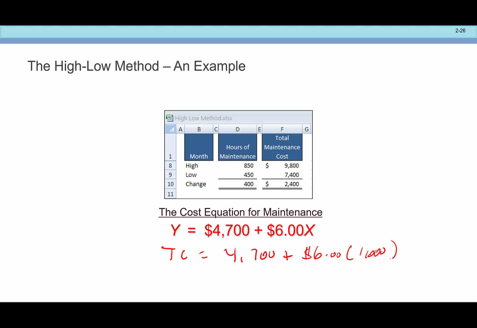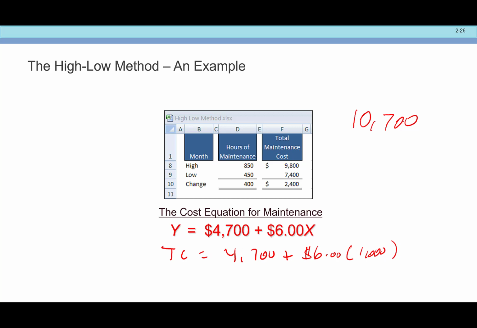And so that means my total overhead costs, if I'm thinking next month or next year I'm going to produce 1,000 units, I'm estimating to be 10,700, guys, if I'm doing my math right in my head. So now we've predicted what our total overhead costs are going to be in the future, right?